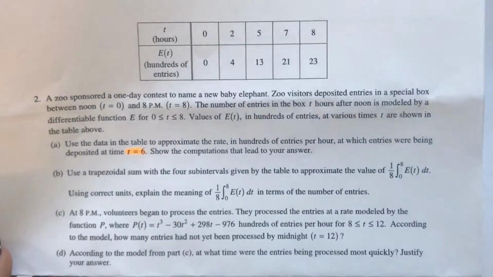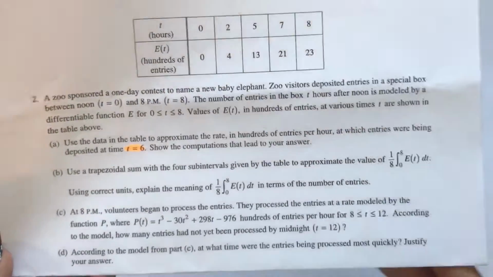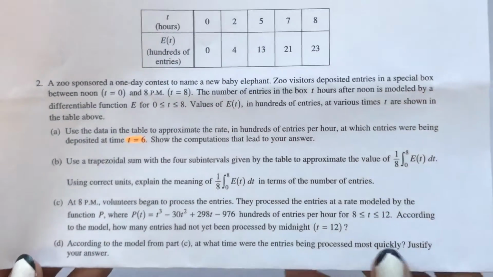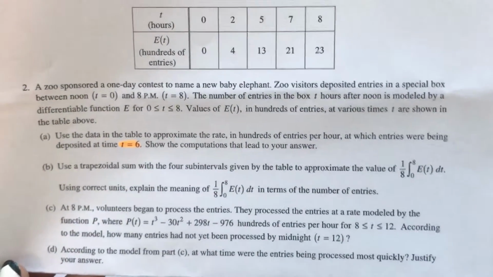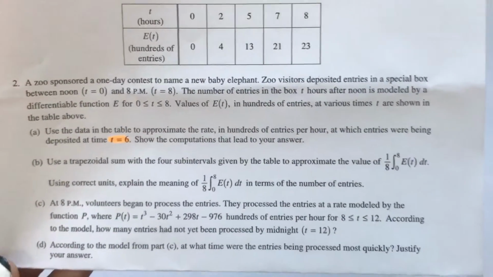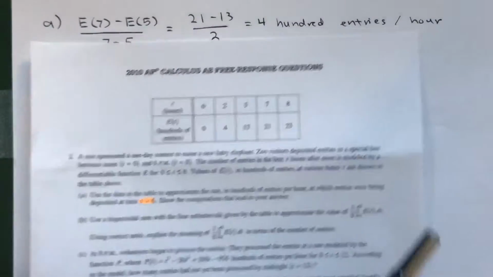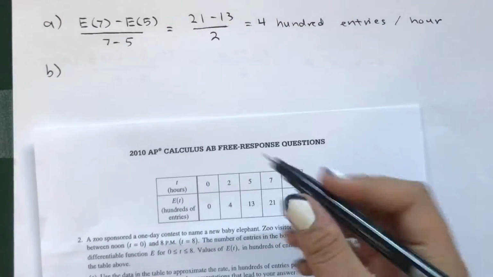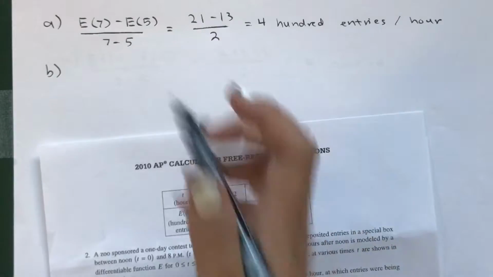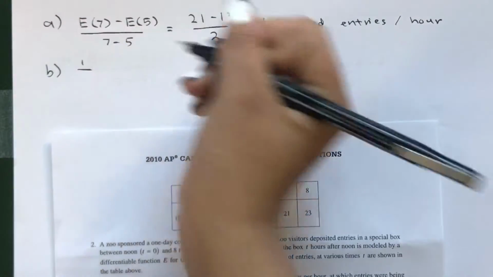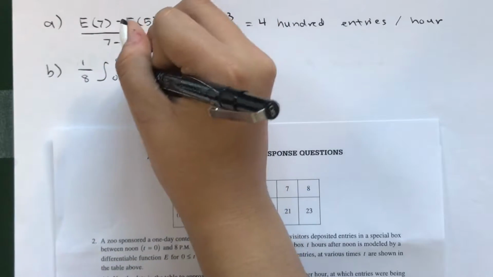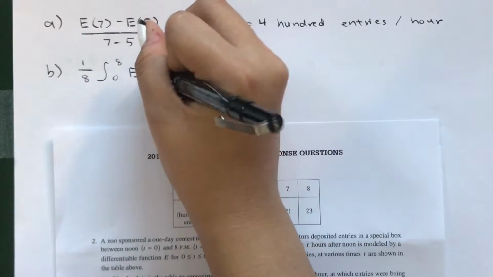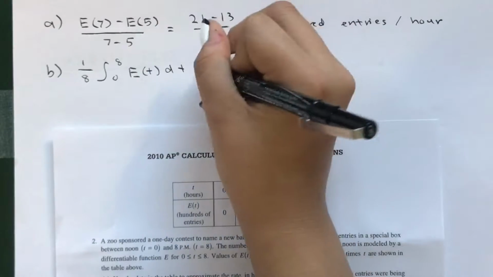Now we can start with part B, which says use a trapezoidal sum with the 4 subintervals given by the table to approximate the value of this function. Using correct units, explain the meaning of this function in terms of the number of entries. And now we can get started on this part. The first thing you should do is write down the function that it gives you again on your paper, just so you can have it to look at while you're solving for it.